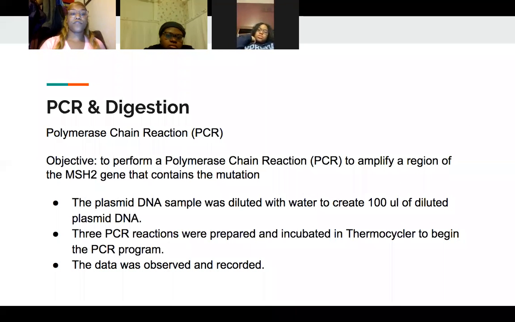The next experiment was the polymerase chain reaction. In order to perform PCR, we did this in order to amplify a region of the MSH2 gene that contains the mutant. The plasmid DNA sample was diluted with water to create a diluted plasmid DNA sample. The 3 PCR reactions were prepared and incubated in the thermocycler to begin the PCR program. The data was then observed and recorded.